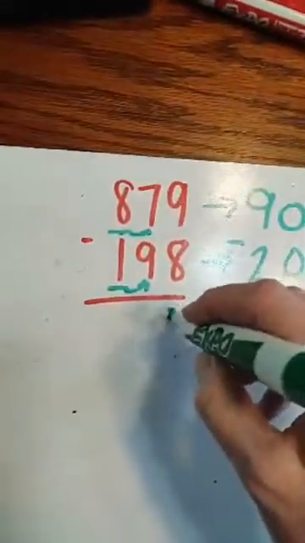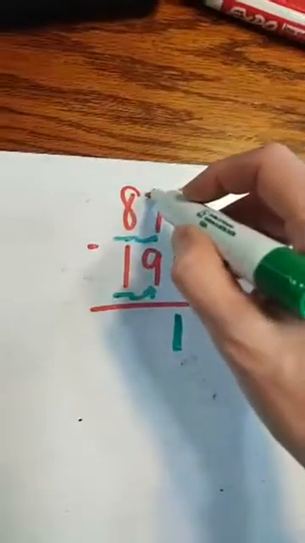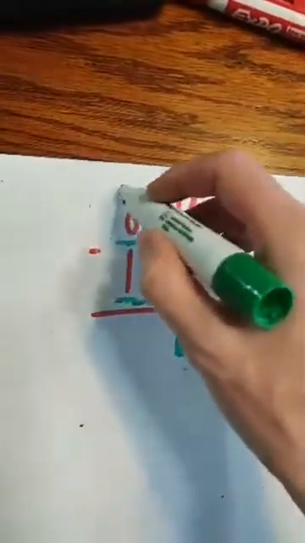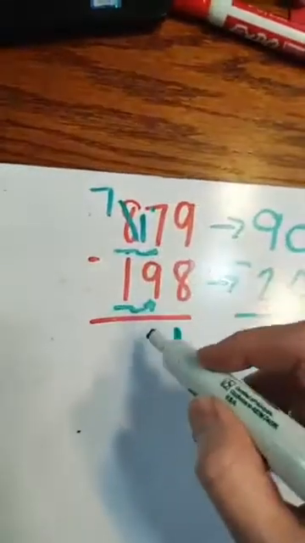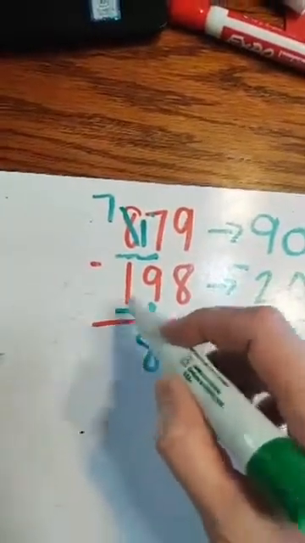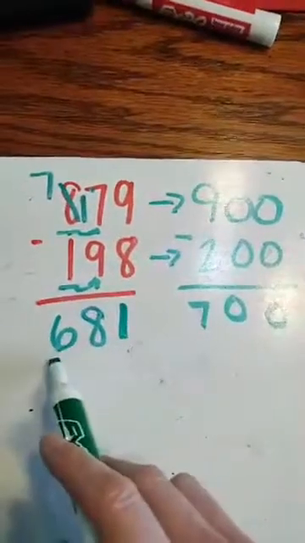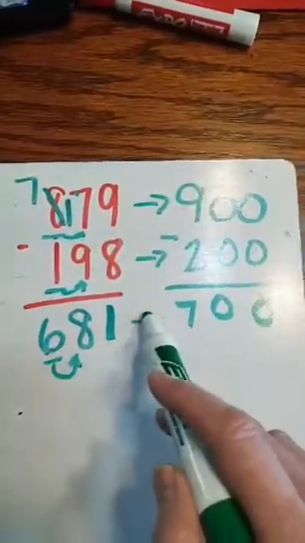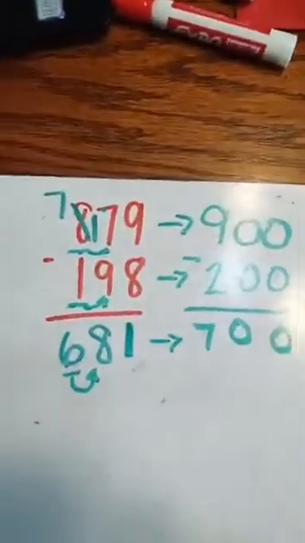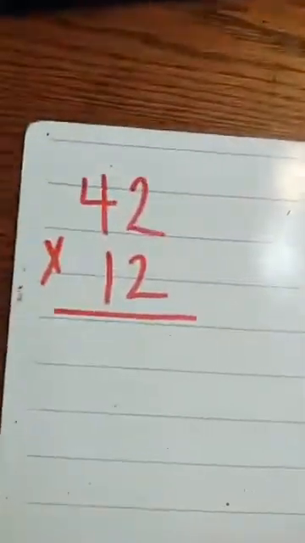Okay, we can check and see how compatible. 9 minus 8, 1. We can't do that, so let's give it a 1 and make this a 7. 17 minus 9, 8. 7 minus 1, 6. If we rounded this to the nearest 100, we would get our answer. Okay, so we did a good job on our rounding. All right, so now multiplying.